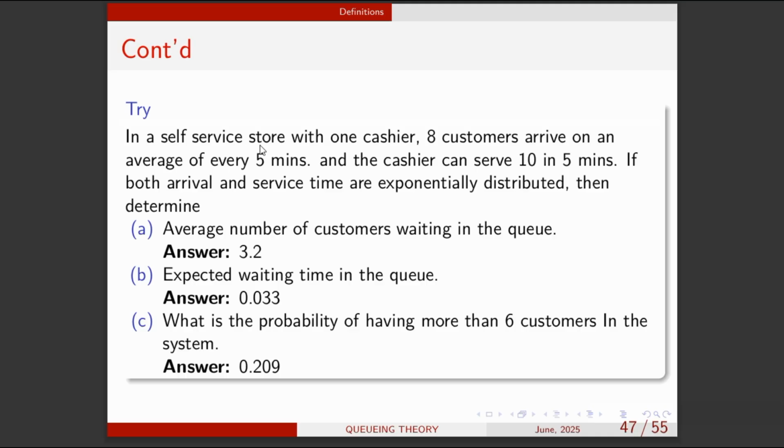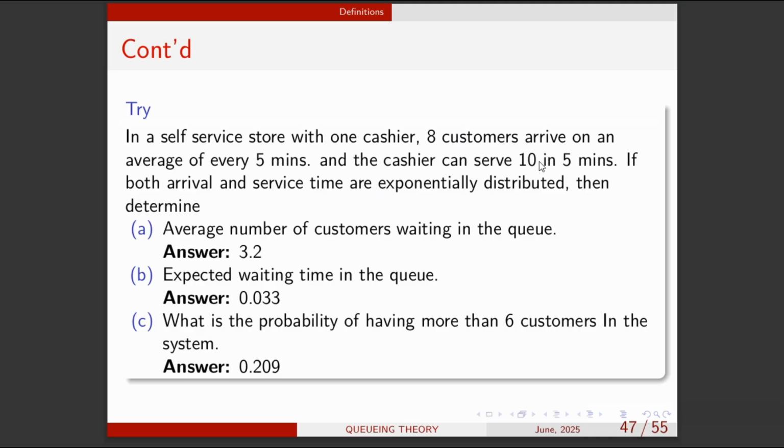In a self-service store with one cashier, so that is one server, 8 customers arrive on average every 5 minutes, right? So you need to know, if 8 customers arrive every 5 minutes, in an hour's time how many people will arrive? Okay, so this question is a trial one. Try it for yourself. So 8 customers should be equal to 5 minutes, meaning lambda customers should be equal to 60 minutes in an hour. Then you try to find what lambda is, right?